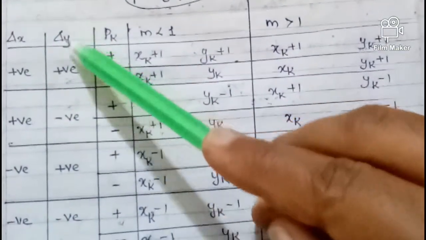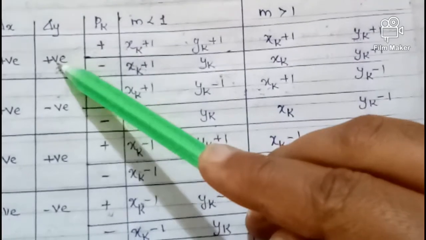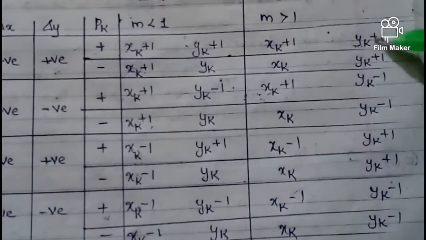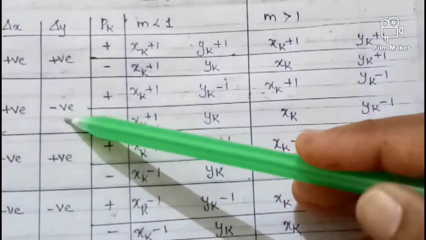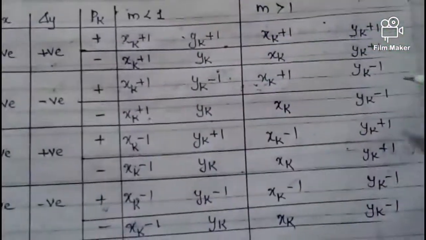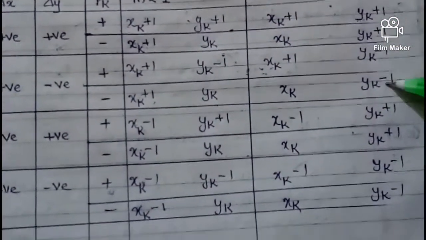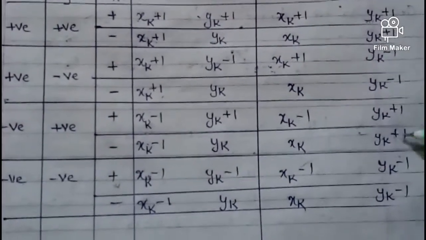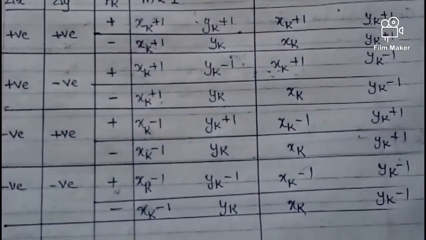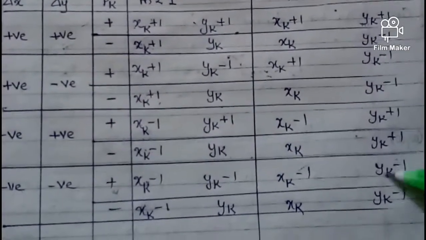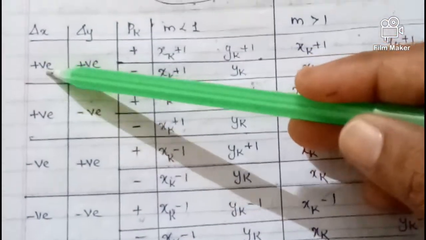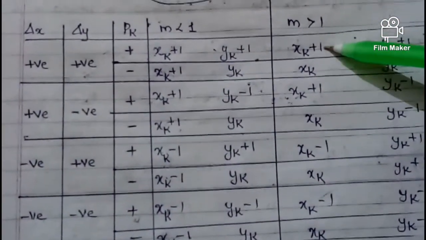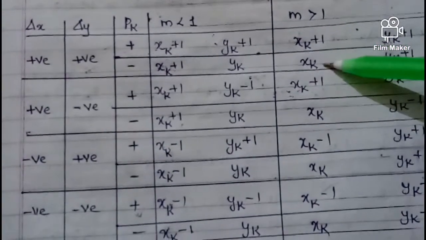Here delta y is positive, which means y should increment. So y incremented in both these cases. Here delta y is negative, which means y should decrement. Y decremented in both these cases. Delta y is positive, so y incremented in both these cases. Delta y negative, y decremented in both these cases. What about x? X is positive. That means x increments only when pk is positive, and x will not have any change if pk is negative.